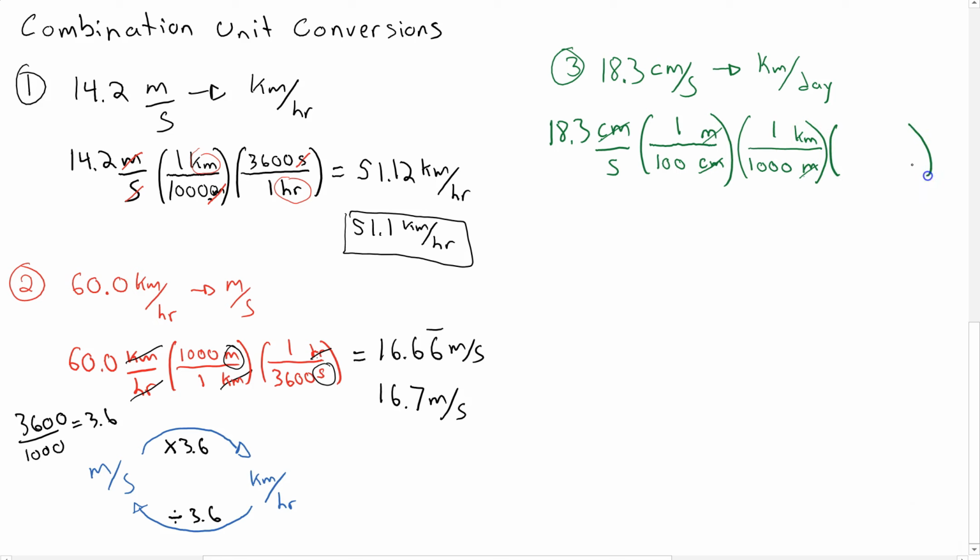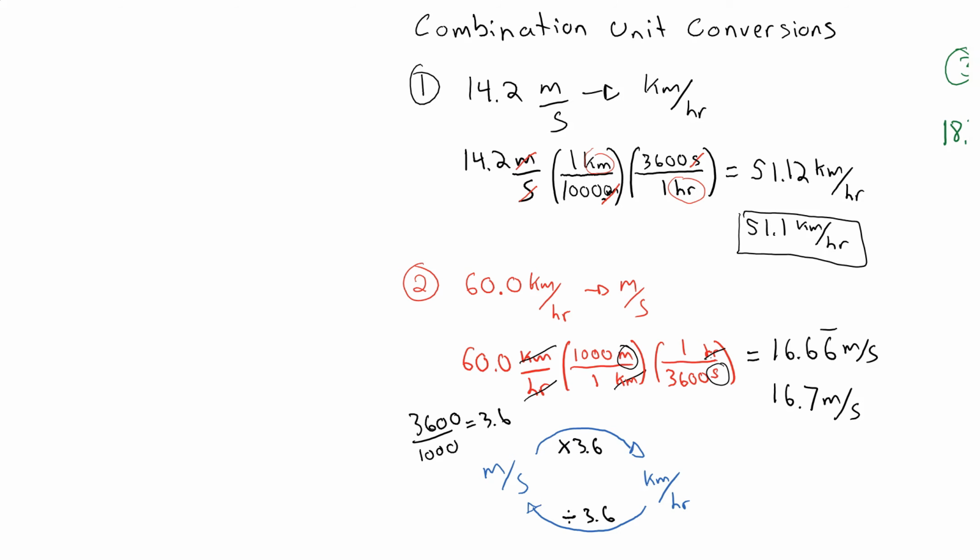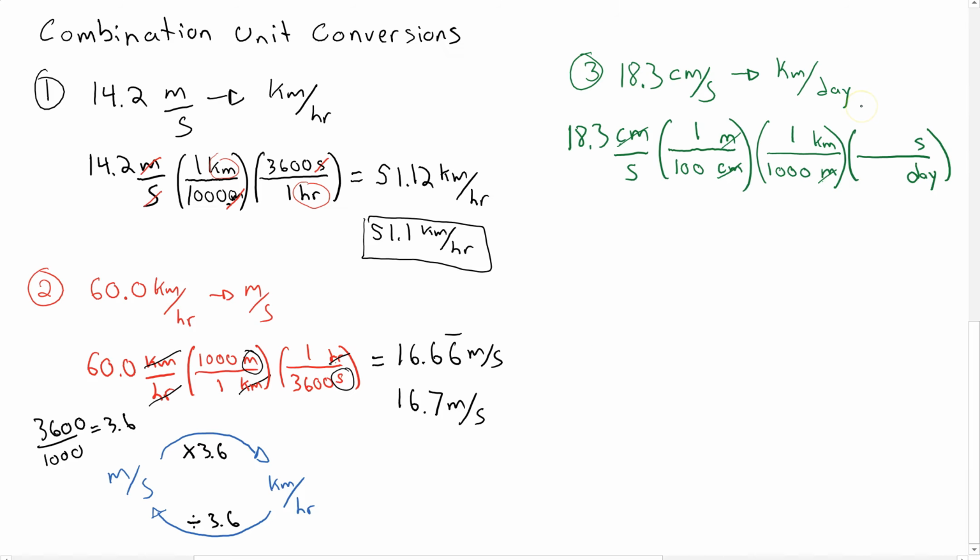And then one more fancy one, which will have seconds on top and days on the bottom. So you have to know how many seconds are in a day. So just let me take a moment and calculate that. And you get 86,400 seconds in 1 day. And I got that number by going 24 times 60 times 60, because there's 24 hours per day, 60 minutes per hour, and 60 seconds per minute.